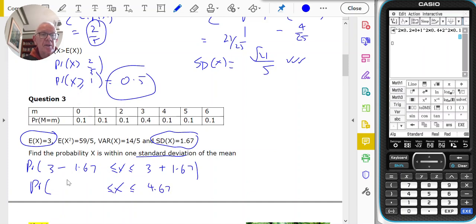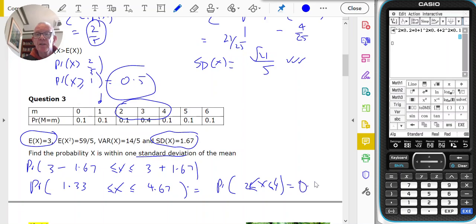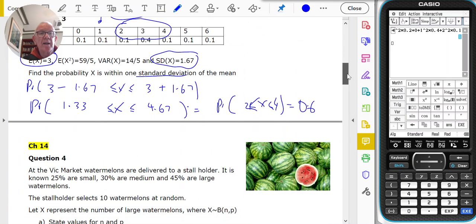1.33 to 4.67. Given that I've got discrete values, that's 2 through to 4, because I can't go less than 1.33, because 1 would be further than one standard deviation away. So it's the same as the probability that x goes from 2 to 4, and that's going to be 0.6. And that's question number 1, 2, and 3.